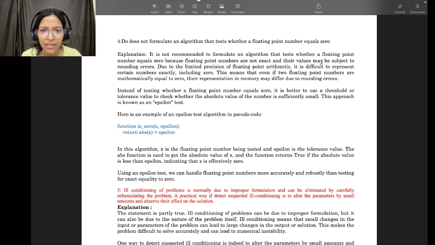Due to the limited precision of floating point arithmetic, it is difficult to represent certain numbers exactly, including 0. This means that even if two floating point numbers are mathematically equal to 0, their representation in memory may differ due to the rounding error.